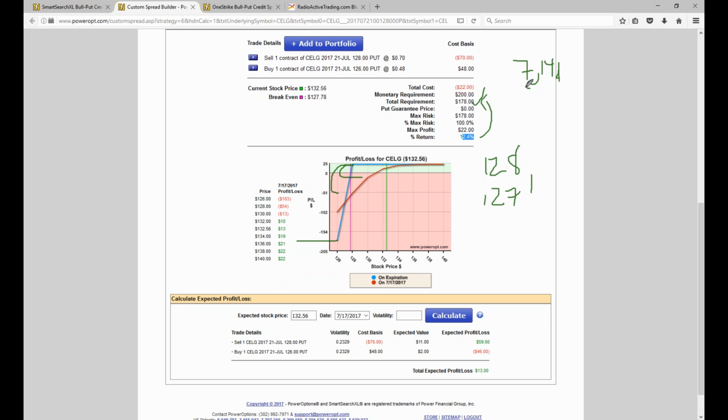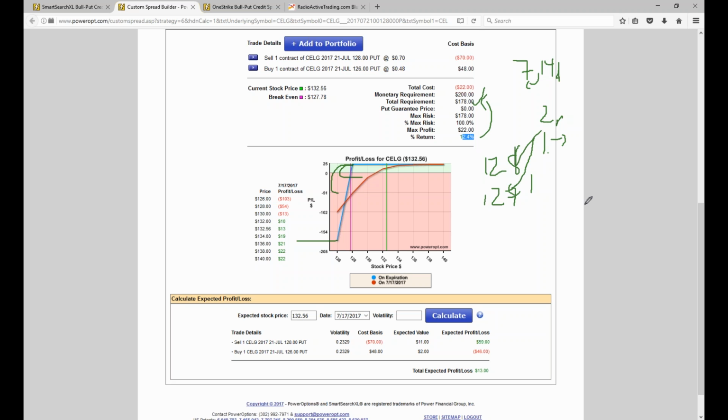But in addition to that, I'm pretty sure the 2-point spreads are going to outperform the 1-point spread. Because think about it, even if it falls slightly, if it fell to 127, I'm at the full loss here. I'm only about half the loss here. It's about the same monetary range.